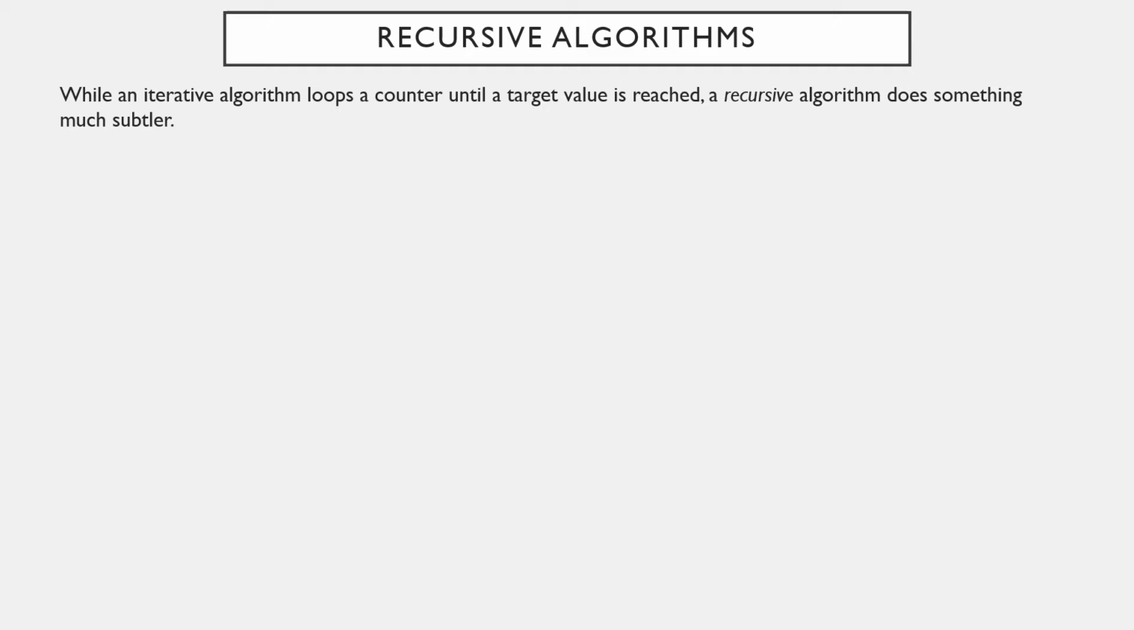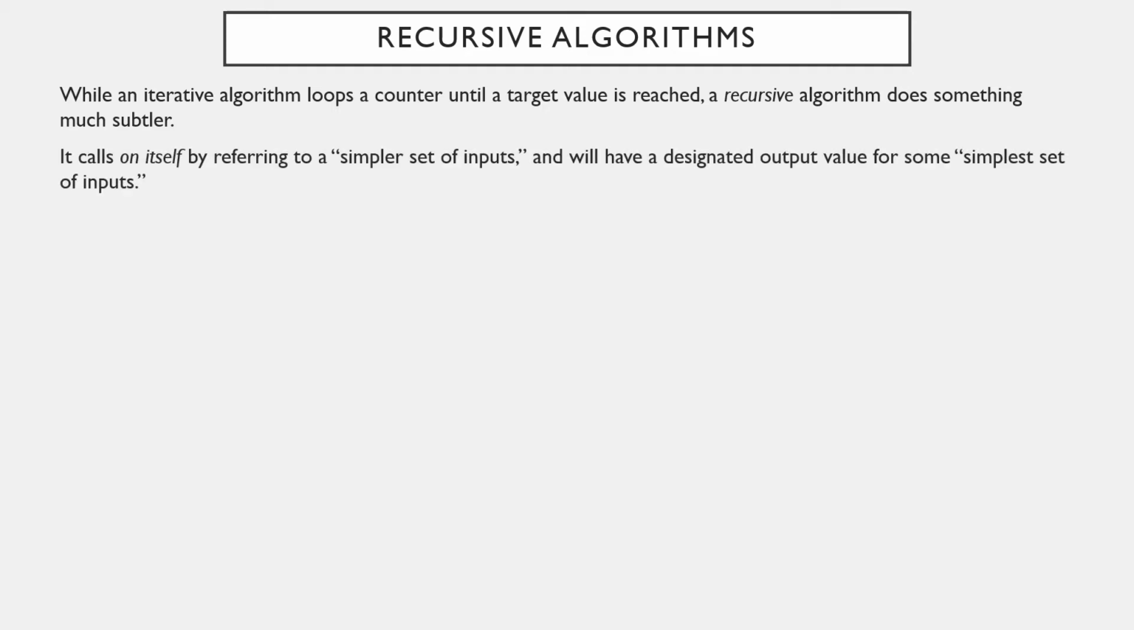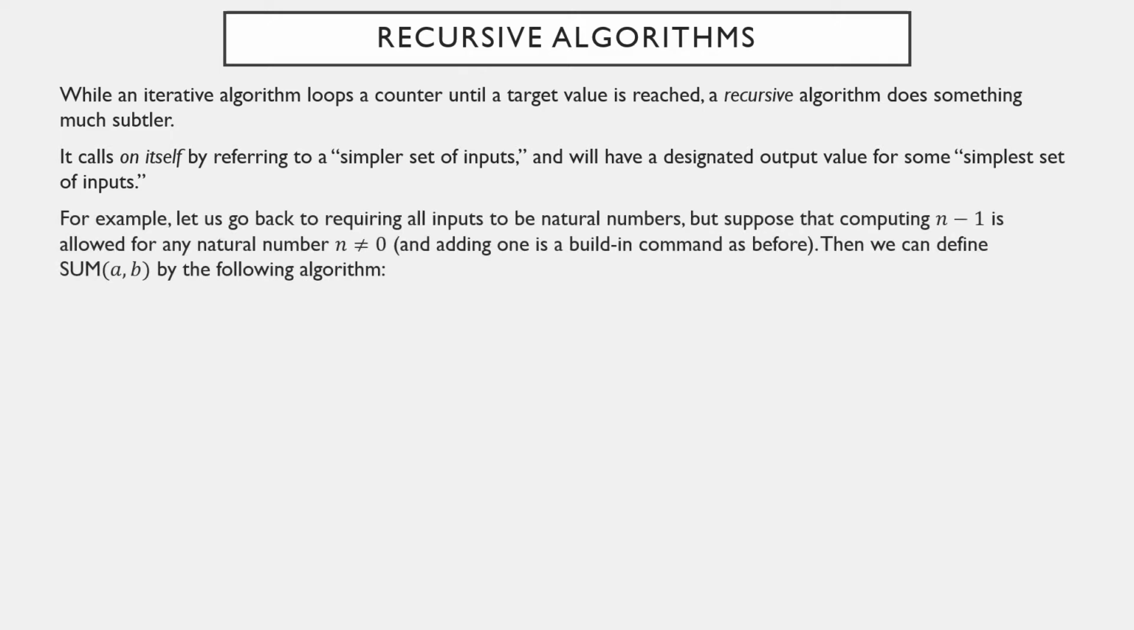A recursive algorithm, however, does something a bit different. It refers back to itself. There's the word recursive. It refers to itself on a simpler set of inputs. And there will typically be some sort of designated output value for the simplest possible set of inputs. So for example, go back to sums.